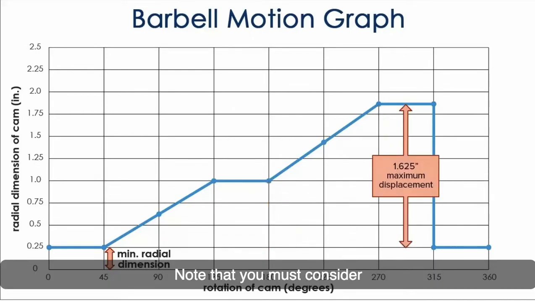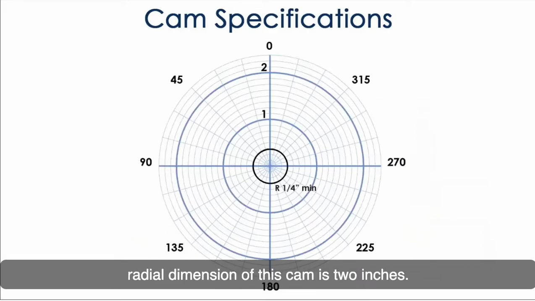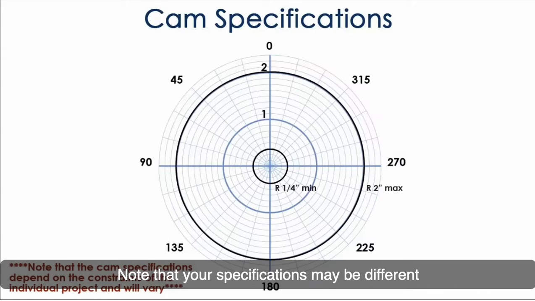inches. Note that you must consider the available clearance of your cam in the cam assembly. Be sure that your cam size is not too large for the box that will house the mechanism. And let's assume the maximum radial dimension of this cam is 2 inches. Note that your specifications may be different depending on your project criteria and constraints.